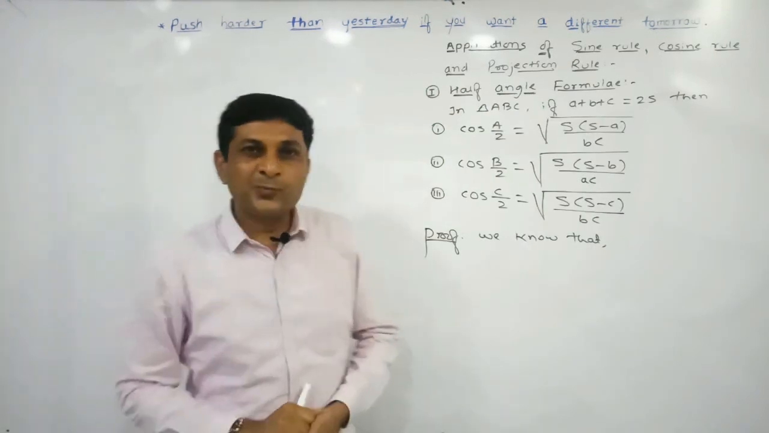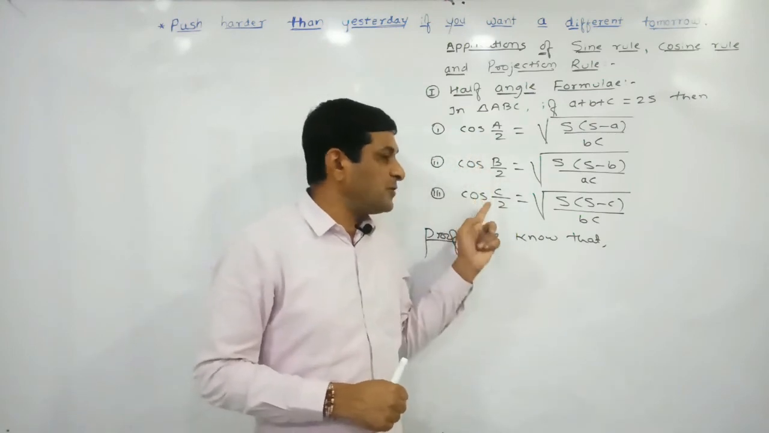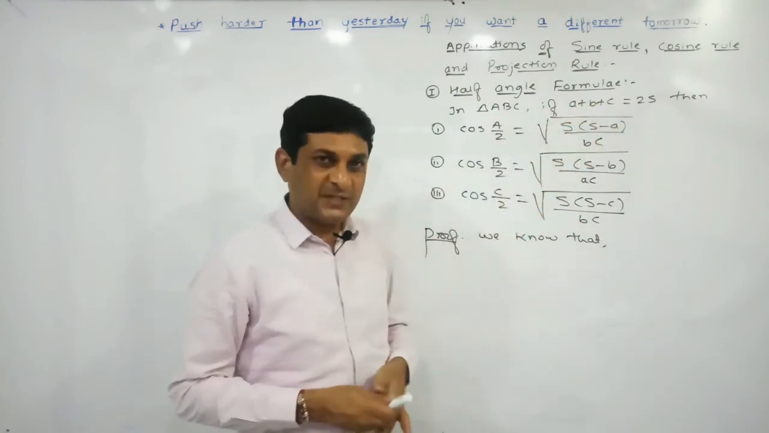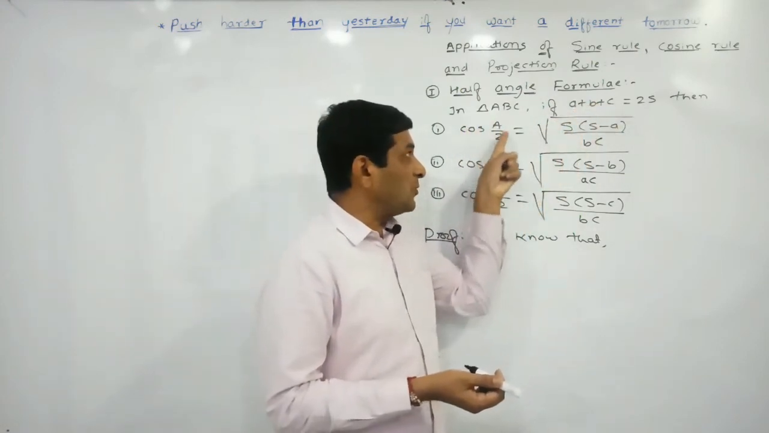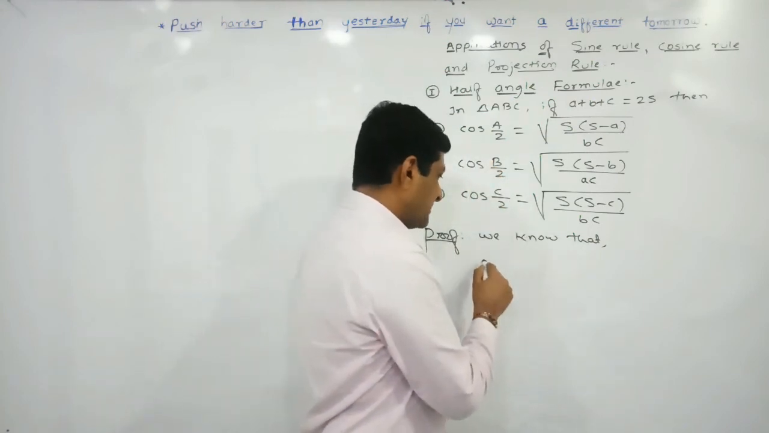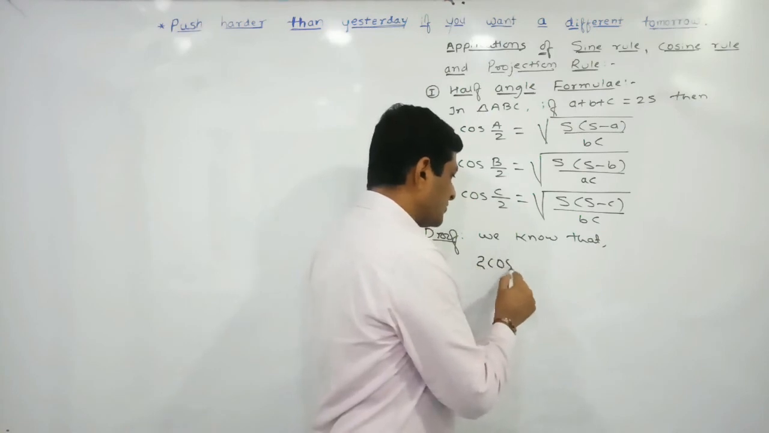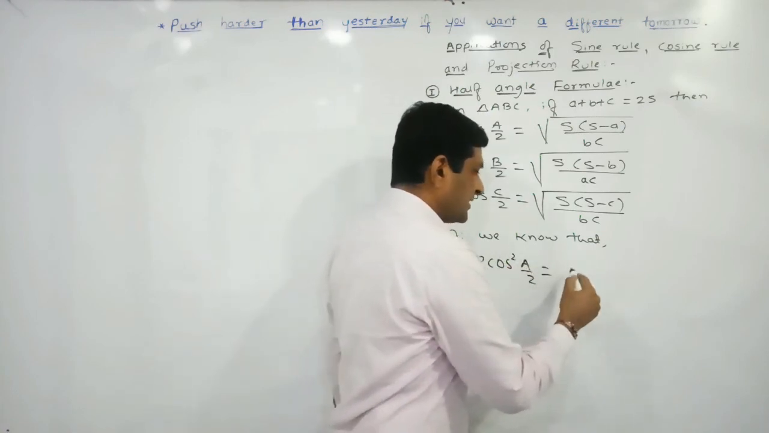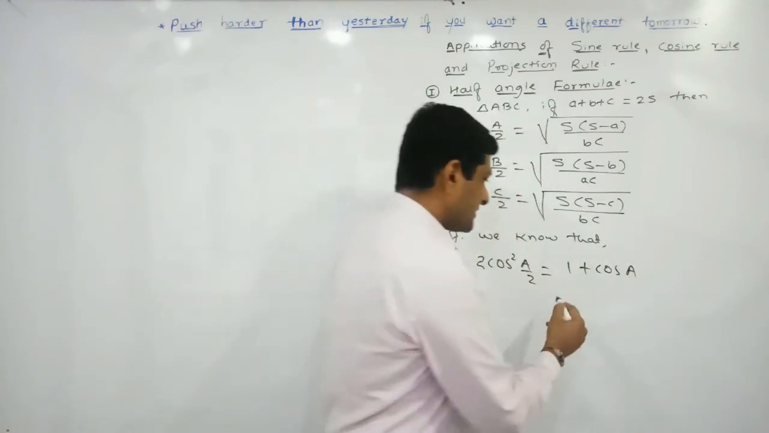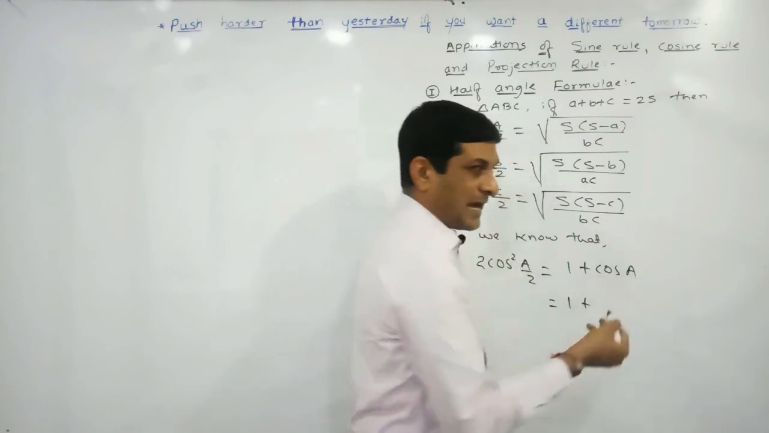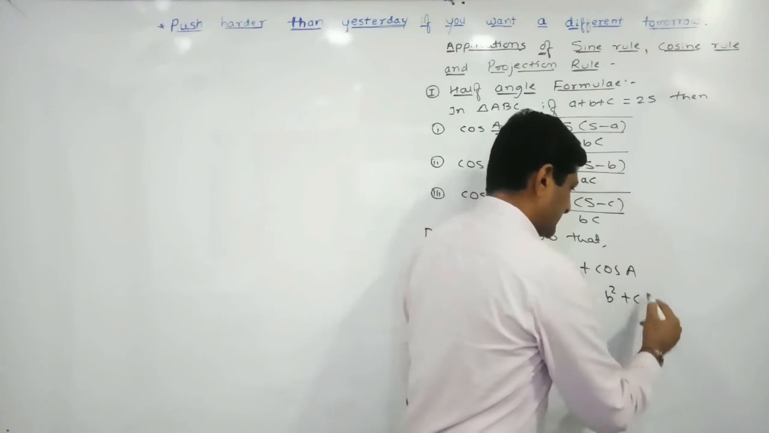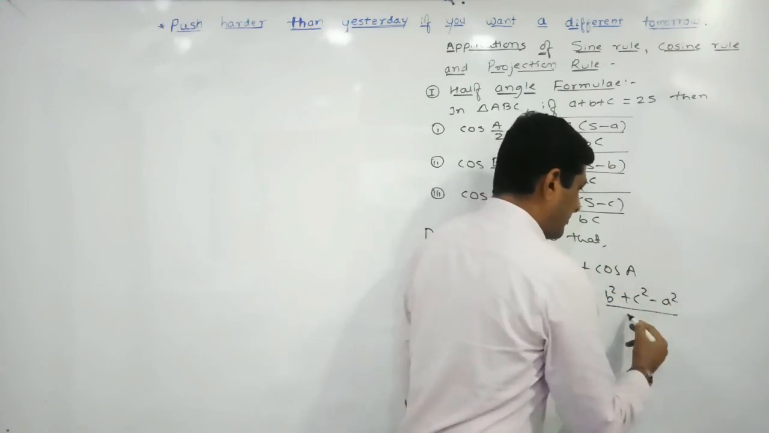Now let us try to prove the formulas of cos a by 2, cos b by 2 and cos c by 2. Here also we are using the same given conditions. Now for cos a by 2, a half angle is there, that's why we are using the half angle formula. We know that 2 cos square a by 2 is equal to 1 plus cos a, according to the half angle formula. Now we are substituting the value of cos a according to the cosine rule. What is the value of cos a? That is b square plus c square minus a square upon 2bc.